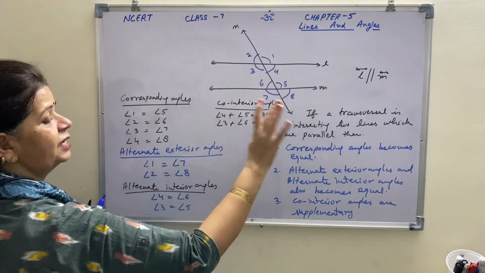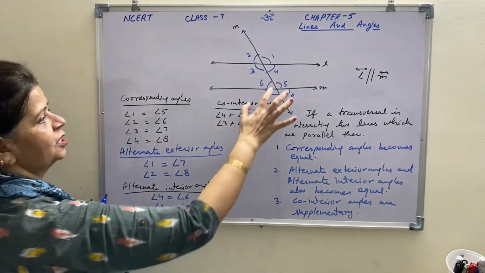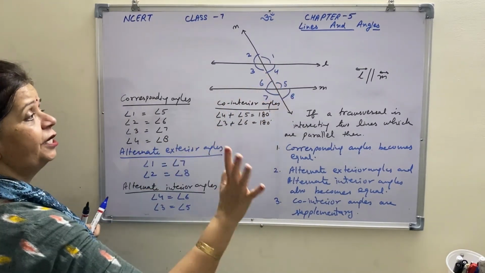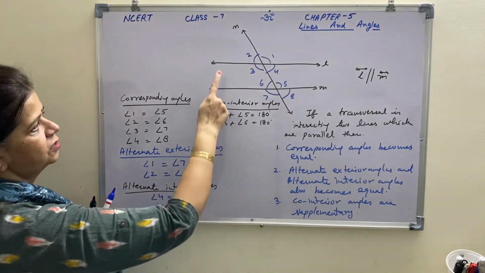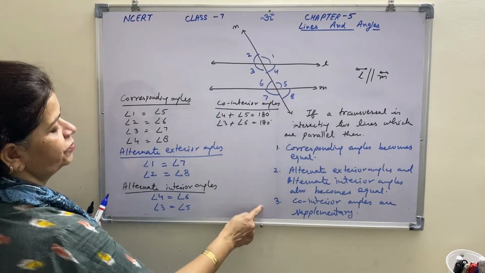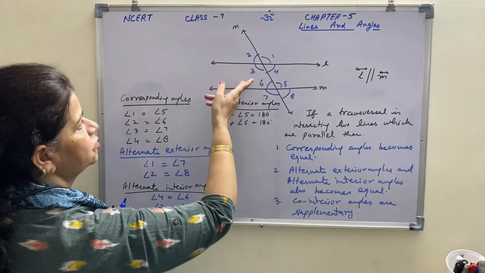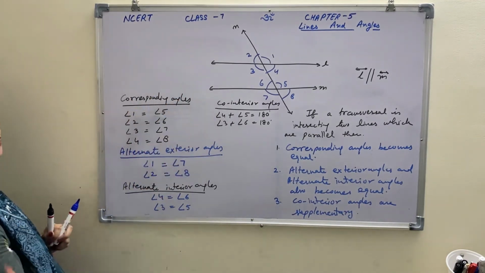1 and 7 are alternate exterior. 2 and 8 are alternate exterior. 4 and 6 are alternate interior. 3 and 5 are alternate interior. But if the transversal crosses two parallel lines, then these are the changes, which is the difference between a line crossing two normal lines which are not parallel and lines which are parallel.